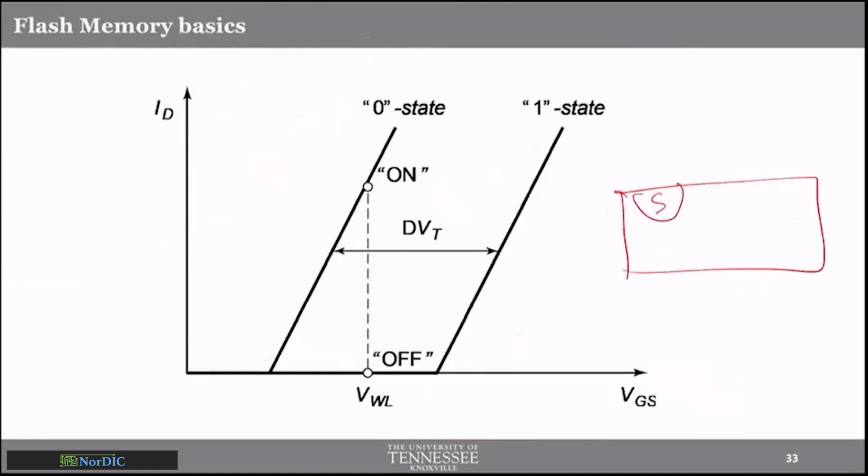You have source and drain. You have the gate here usually, right? You have an extra gate, gate 2, gate 1 here. So here is what we do.